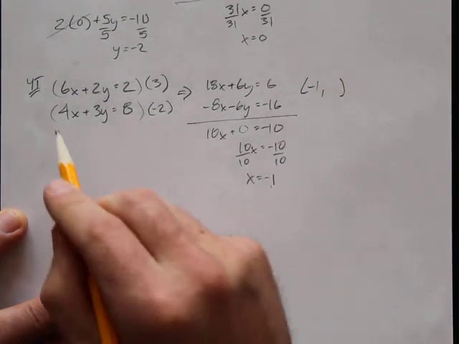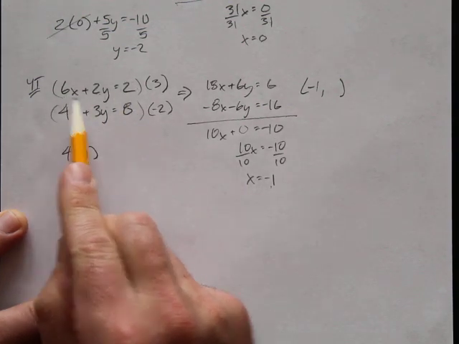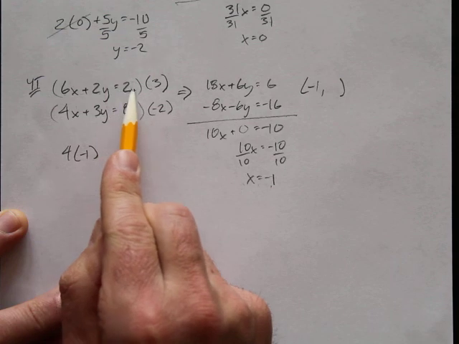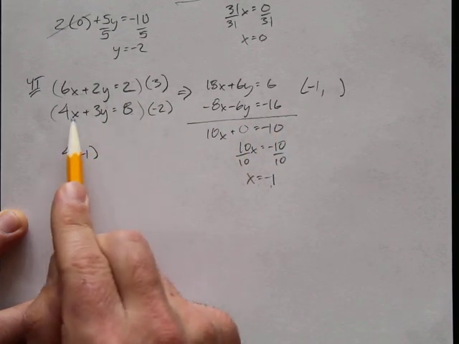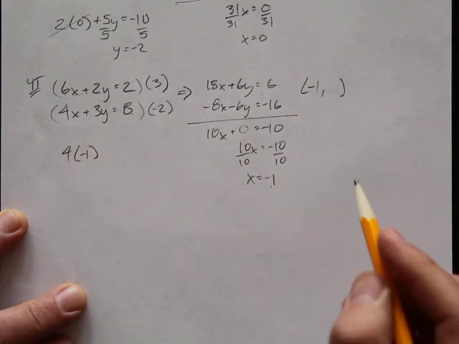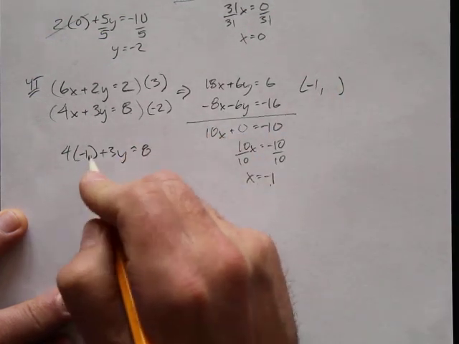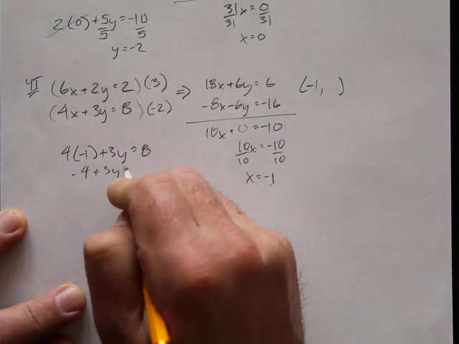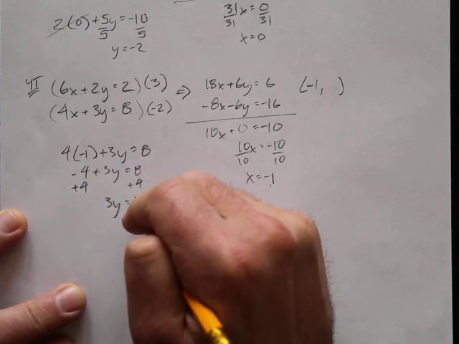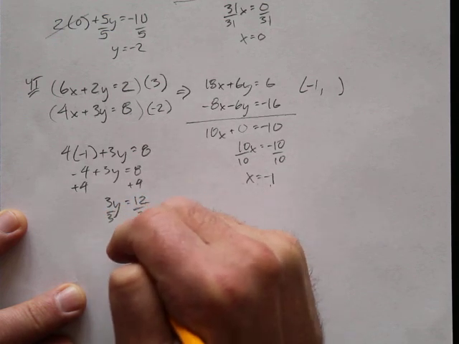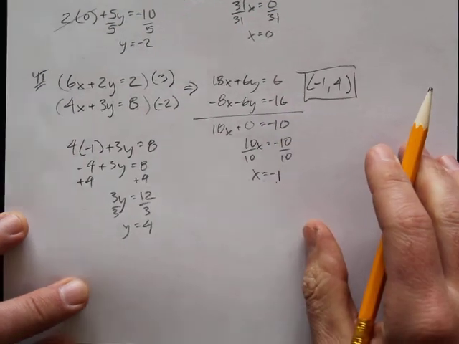Now I need to plug negative 1 back in here. You could plug this negative 1 into this top equation if you wanted. You should still get the same y value, but I'm just plugging it into the bottom one because I feel like it. 4 times negative 1 plus 3y equals 8. So this is negative 4 plus 3y equals 8. Add 4 to both sides. 3y equals 12. Divide both sides by 3. Y equals 4. So here is the point at which these two lines intersect.